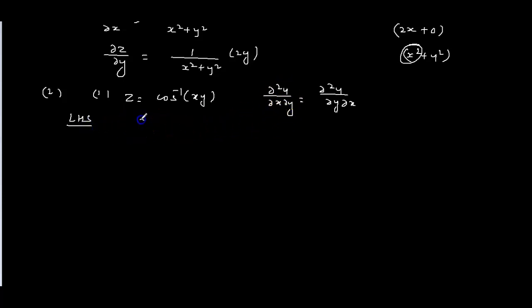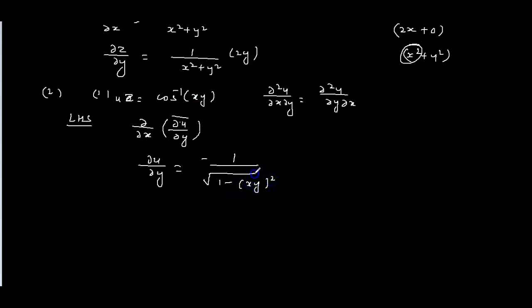So if you break this one, we can write del by del x of del u by del y. So this u or z, whatever is given here, we need to first differentiate with respect to y, and then that result with respect to x for the LHS. So first we find del u by del y. The cos inverse differentiation is minus 1 by square root of 1 minus angle square. So the angle here is xy, the whole square. Now this xy we need to differentiate with respect to y. So x is constant and the y differentiation is 1. So we will get here minus x divided by square root of 1 minus xy whole square.